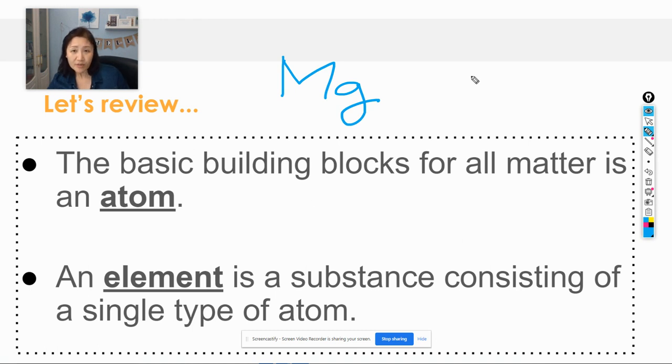When it combines with oxygen, it becomes magnesium oxide. So in the chemical formula, we write it like this, MgO. Magnesium oxide is considered to be a compound. So you will have to know the difference between the element and compound and what type of compound exists.